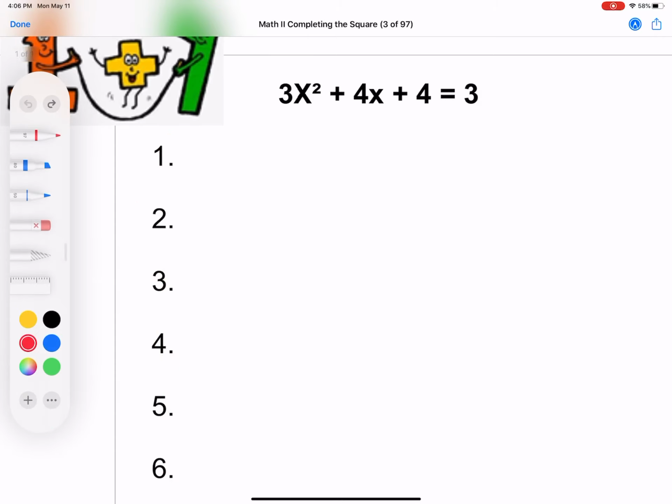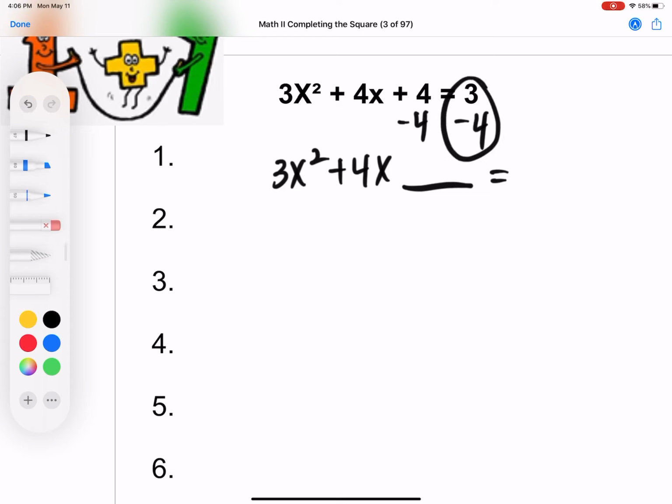So first thing you want to do is get rid of your constant. Okay, so right now it's plus 4, so I'm going to move it over. So I'm going to do minus 4. Okay, so now I'm going to have 3x squared plus 4x, and then blank equals, and then you could combine these. 3 minus 4 is negative 1. Okay. All right. Then you want to divide by your a term. So your leading coefficient, so mine is 3. So I'm going to divide everything by 3.